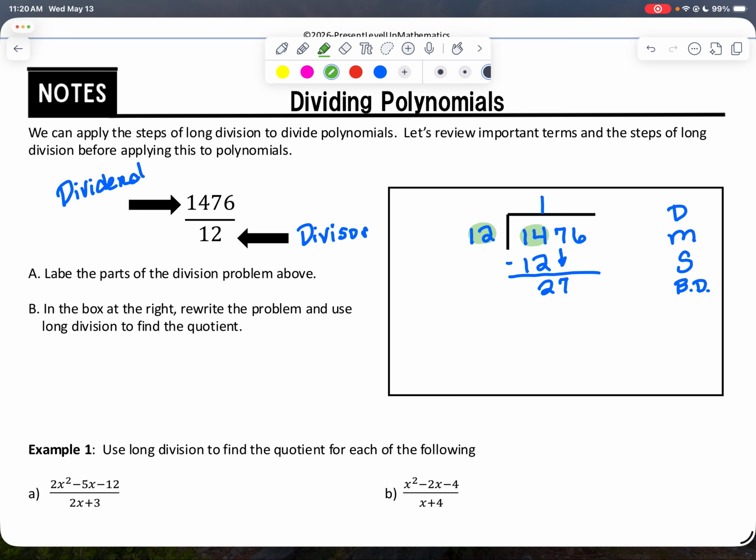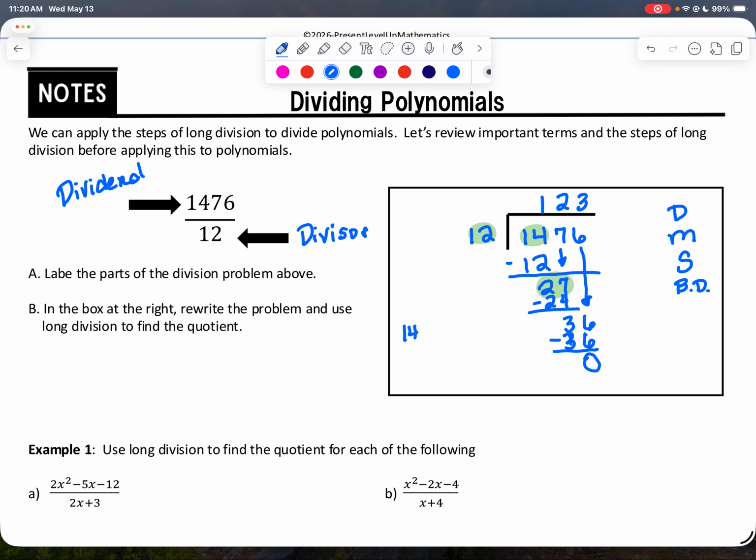Now you'll start this process all over again. You go straight back up to the top. Your first step is to divide. So 27 divided by 12. Well, there are two 12s in 27, so I put a 2 there. Then you multiply. That would give me 24. Then you subtract. That would give me 3. Then you bring down, and you start the process all over again. 36 divided by 12 is 3. Then you multiply. 3 times 12 is 36. Then you subtract, and we get a remainder of 0.